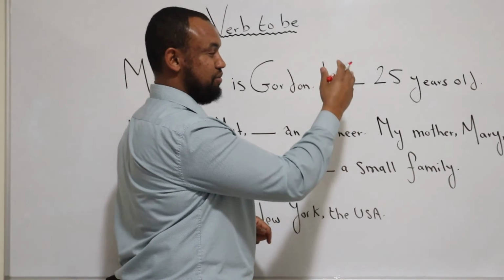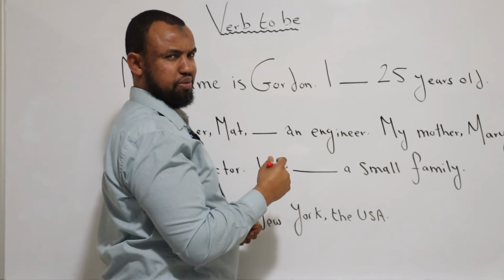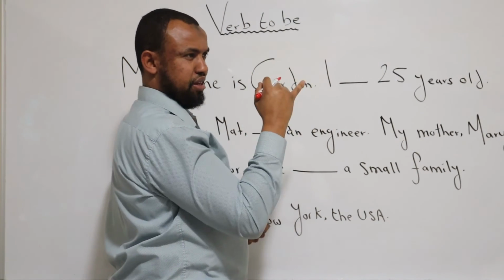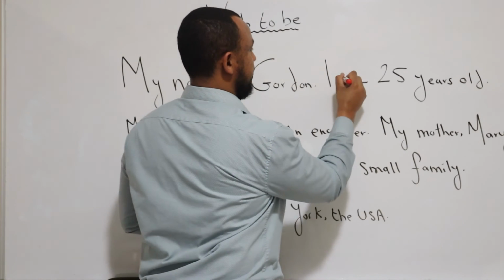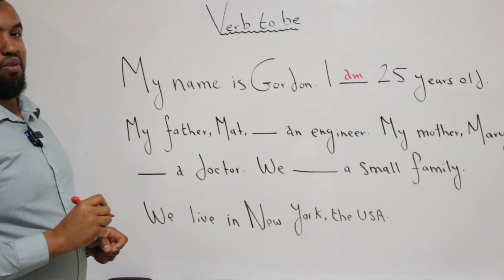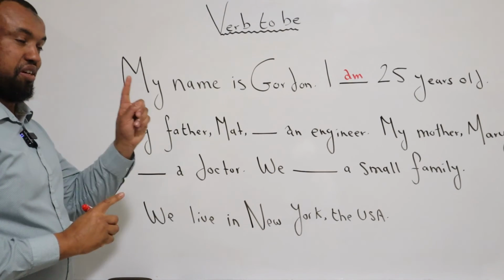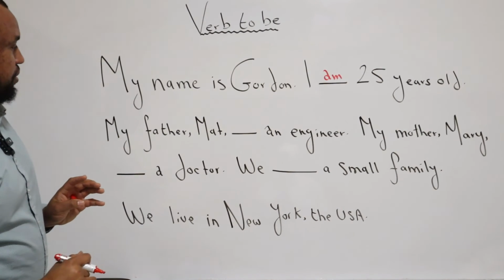I, 25 years old. What do you think we should use here? Is it I am, I is, I are? Okay, so I am. All right, 25 years old. What did we say? The subject I with the verb to be am. Clear so far? Very good.